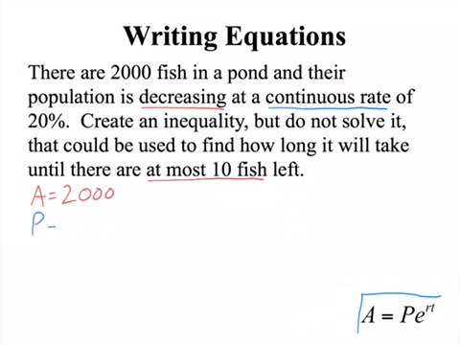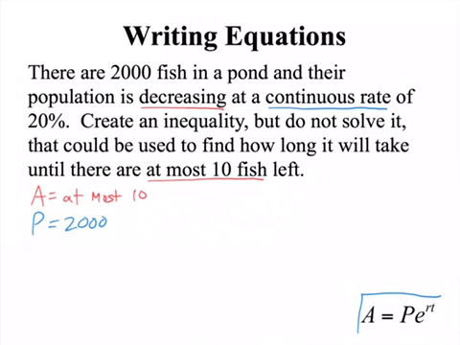P, do we know our final amount of fish we're looking for? Sorry, I messed up. Let's go back and fix that. What did I mess up with? Well, isn't this right here your final amount? And what is the final amount? Isn't the final amount going to be at most 10? What's our P, our initial amount? 2,000. That's important not to mix those up. If you look at the problem when you're done, it should make sense. So watch out for that kind of thing.